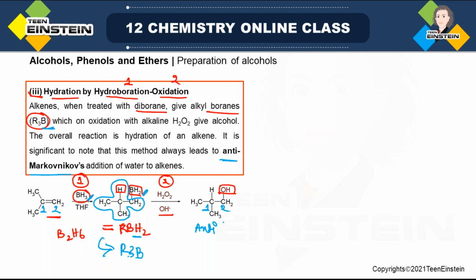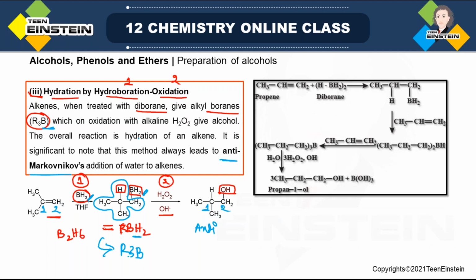Now this is also important from the point of view of, if you want to make this type of alcohol where you actually want it deliberately that anti-Markovnikov should be the product. So in that case, obviously, you have to use this reaction, not the other methods.